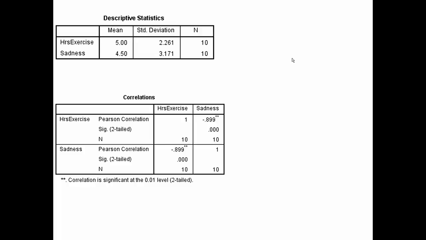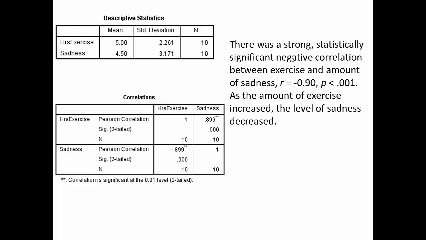According to the output, there is a correlation. There was a strong statistically significant negative correlation between exercise and amount of sadness. My r is negative 0.90, p less than 0.001. And as the amount of exercise increased, the level of sadness decreased. Notice that I put in my technical statement about the significant correlation, and then I explained what that meant. As the amount of exercise increased, the level of sadness decreased. That's a good pattern to always follow.